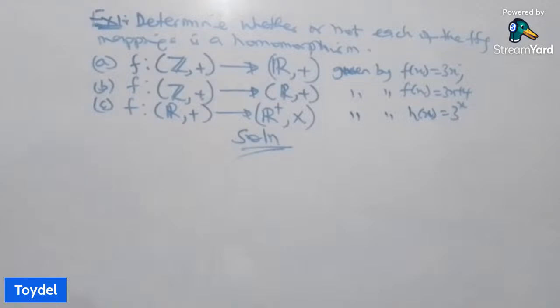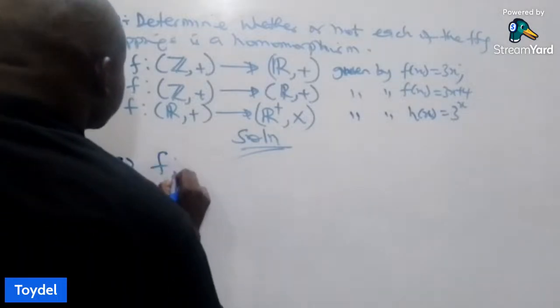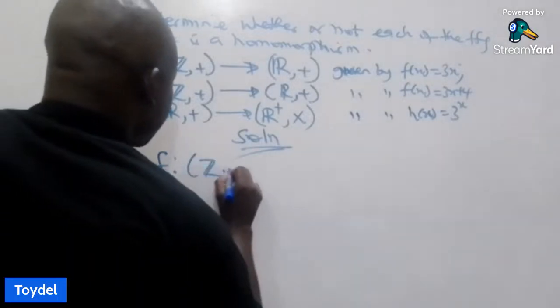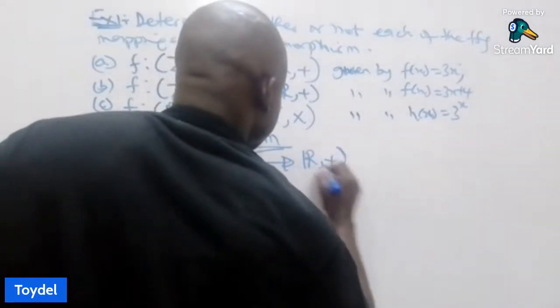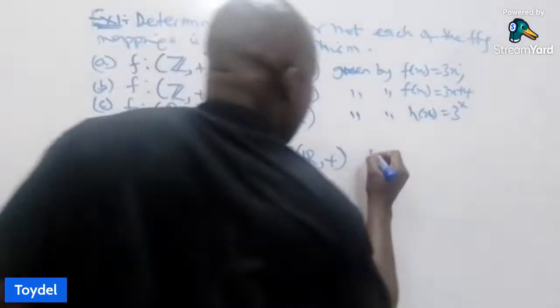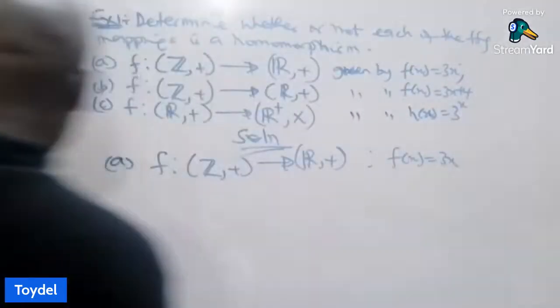So we want to show whether f is a homomorphism or not. So we take it one after the other. So the first one, what do we have? We have f from Z plus to R plus, and f of x is defined as what? 3x.